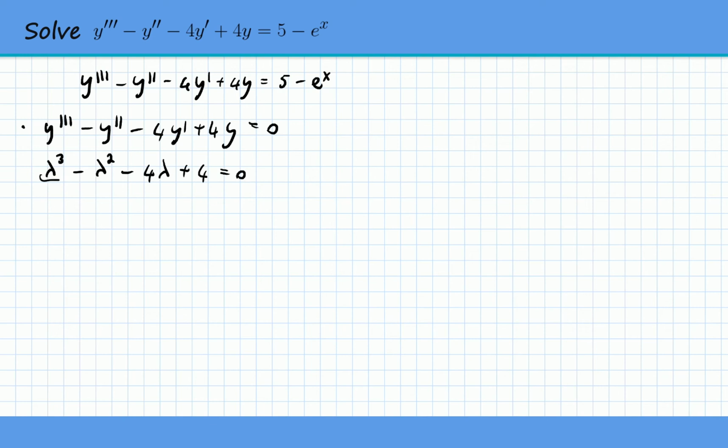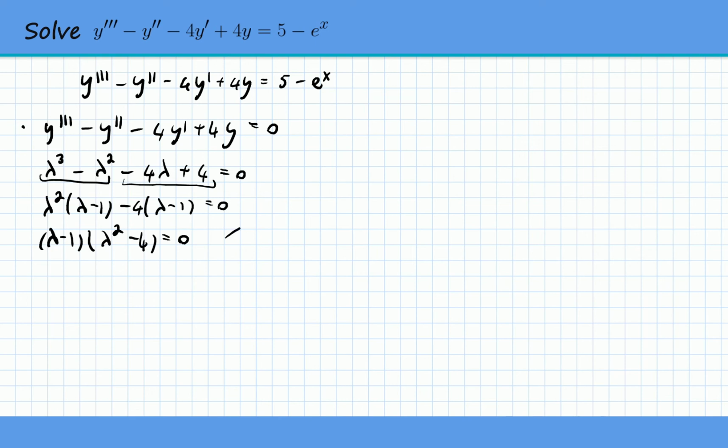I can do partial factoring between these two. I can take out a lambda squared, and therefore we'll be left with lambda minus 1. And now from these two, I can take a minus 4, so that from the first term I have a lambda, and from the second term I have a negative 1. And now I can factor a lambda minus 1, and we'll obtain lambda squared minus 4 equals 0.